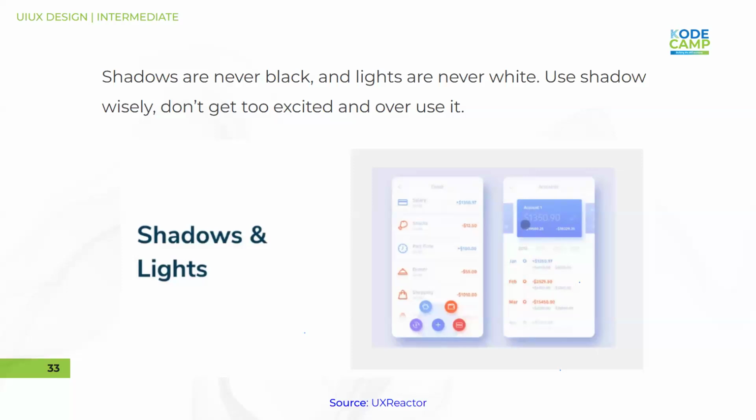Okay, so when you are using shadow and light, instead of using pure black or white, just play with maybe your gray colors, that is your complementary colors, your secondary colors, and your primary colors. Just be playing around with it. But don't actually go wide with shadow, because they can bring in distractions to users.